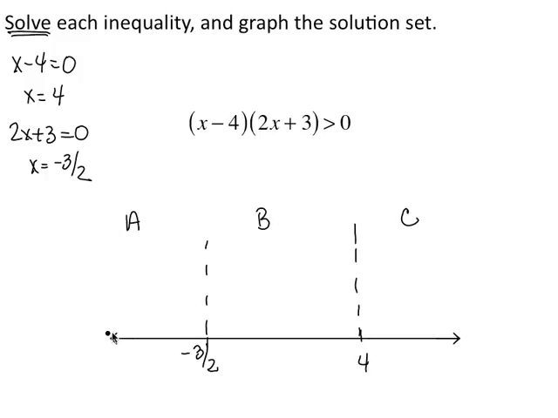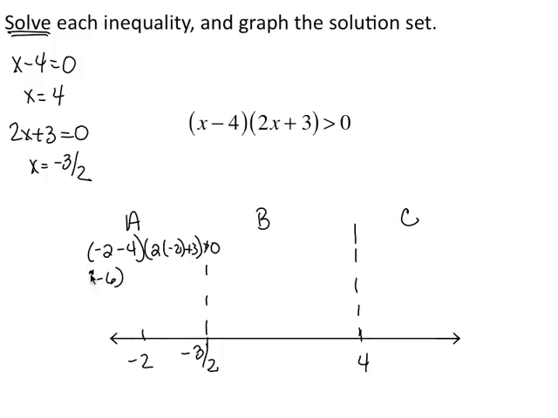To determine if we're going to use the points in interval A, we need to come up with a test point. So any number less than negative 3 halves. So I'm going to use the test point negative 2. I'm going to substitute the negative 2 into my inequality and see if that gives me a true statement. So I have negative 2 minus 4, and then 2 times negative 2 plus 3, and I want to know if that's greater than 0.